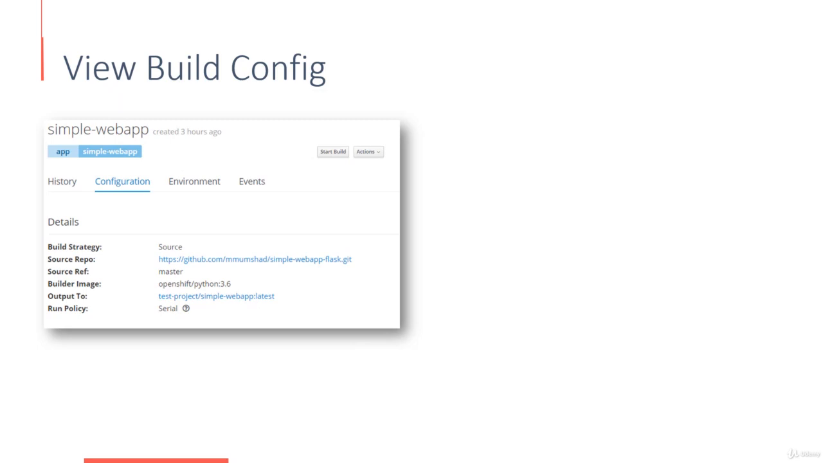For example, we have already seen the source-to-image build strategy created by OpenShift. If you select the Build in the Web Console and select the Configuration tab, you will see details about the build configuration such as the build strategy, which happens to be source, meaning source-to-image. We can also see the URL of the GitHub repository and the Python image that will be used by the S2I tool to package the application.